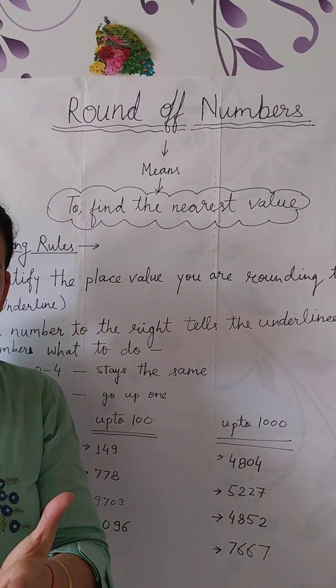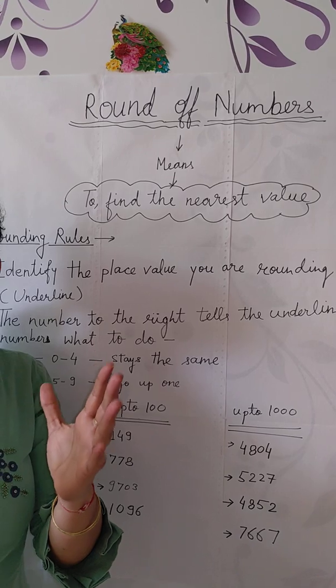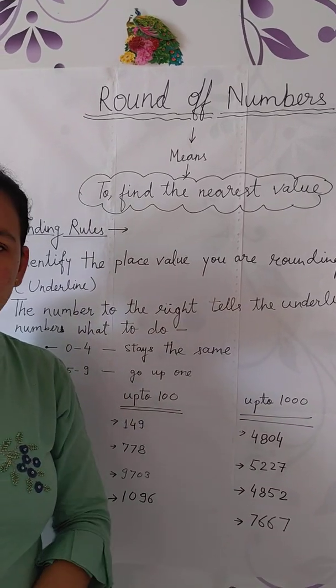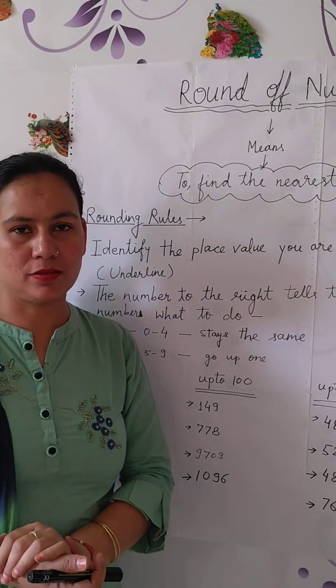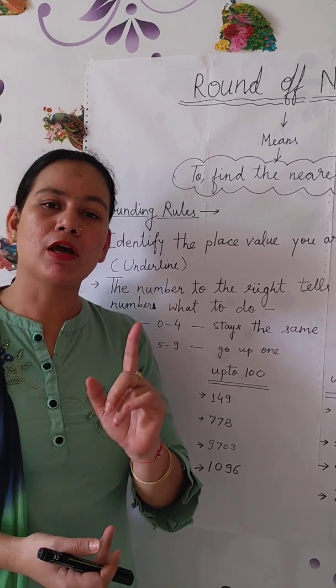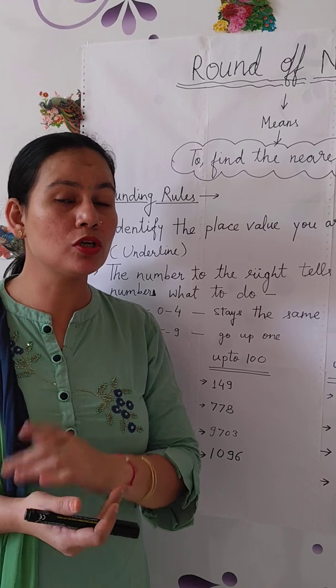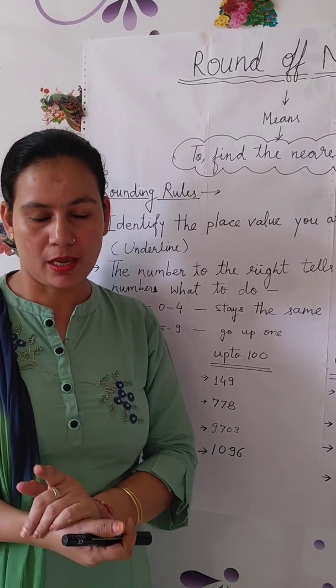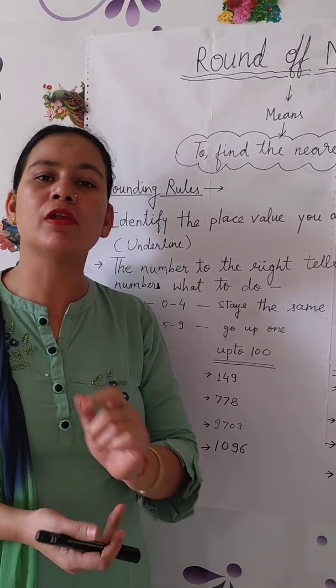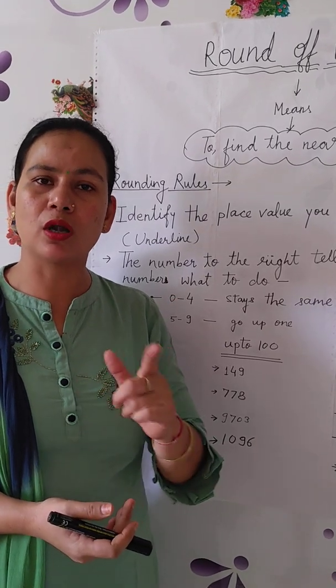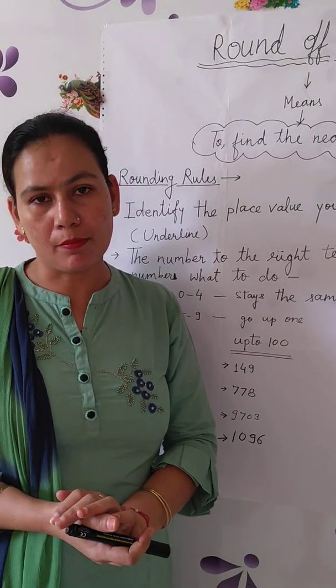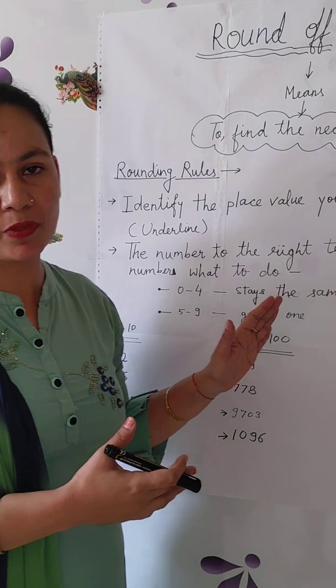If you go to the market and buy something for rupees 78 and you are not having change, you are having only a 50 rupees note and a 100 rupees note, then which note will you give to the shopkeeper? Yes, I hope your answer will be 100 rupees. So that is called the rounding of the numbers. The same thing we will discuss here.